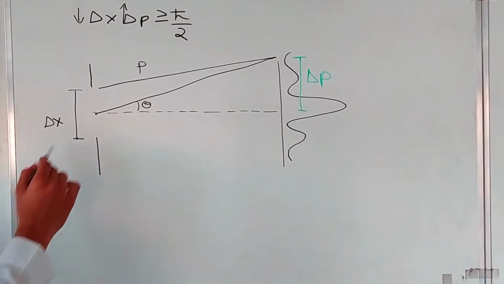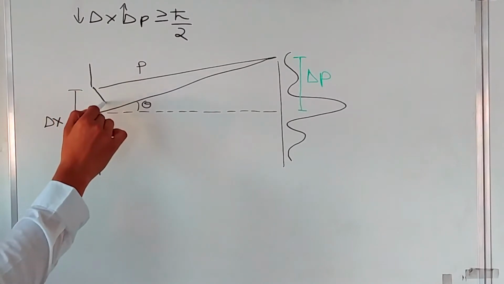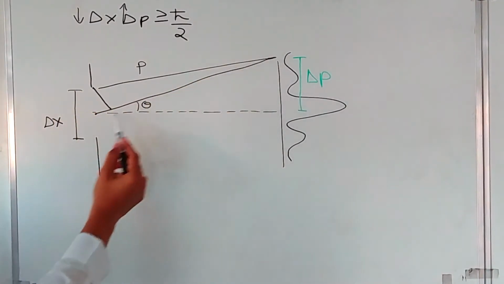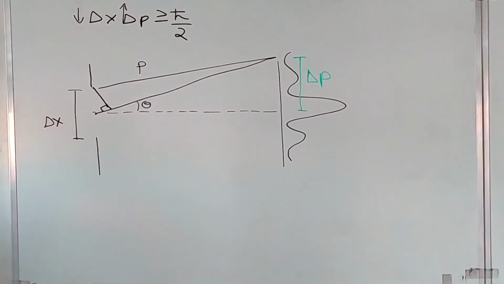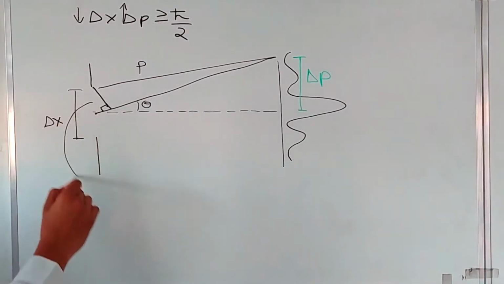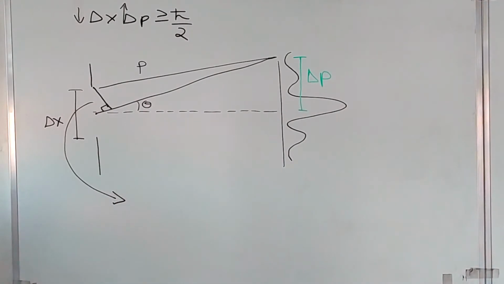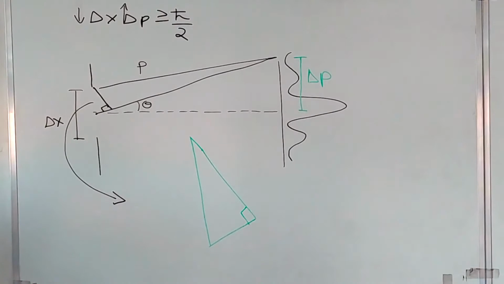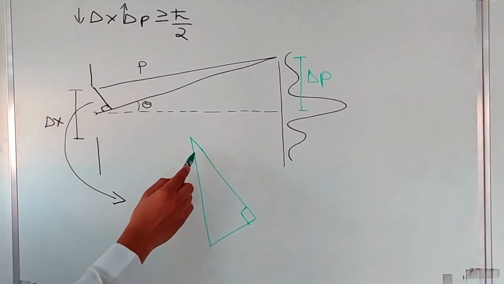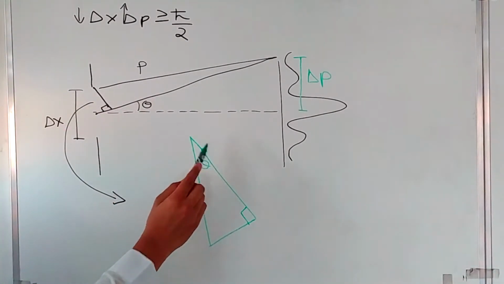The first thing I want to do is drop a perpendicular line to this over here. Therefore, this is going to act as a triangle. So let's take this triangle and make it a little bit bigger. So what we have here is that this is a right angle, and via some simple geometry we can get that this angle is also theta.